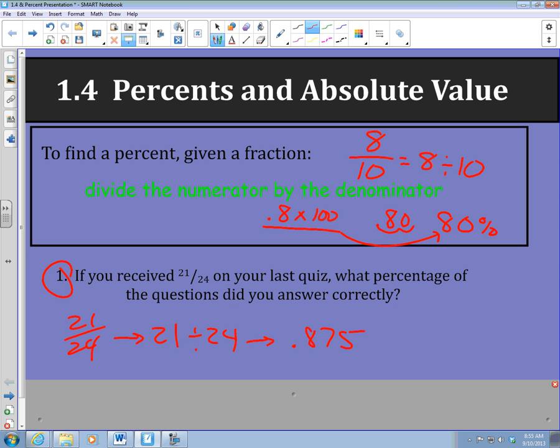0.875. Now, one way you could change this decimal to a percent is multiply it by 100. Or if you know, just move the decimal once, twice over, that's 87.5%. And I usually round it to the nearest tenth of a percent. So 87.5% is our answer here.